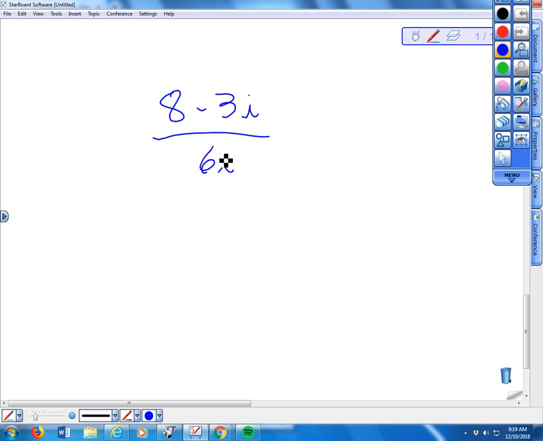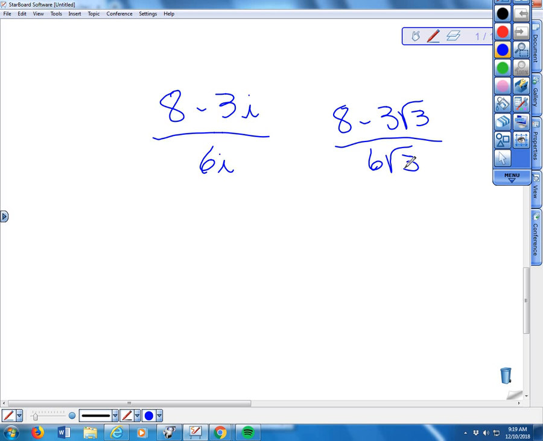What if I had (8 minus 3 square roots of 3) over (6 square roots of 3)? What would I multiply the bottom by to rationalize this? The square root of 3. I don't multiply it by 6 square roots of 3. 6 is rational, I should say. I just multiply top and bottom by the square root of 3.